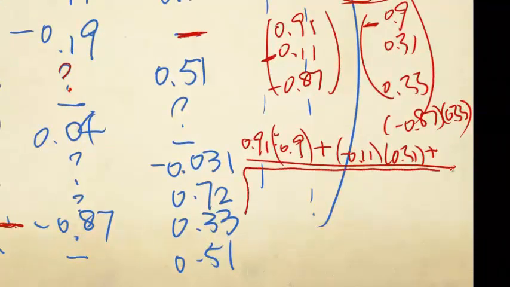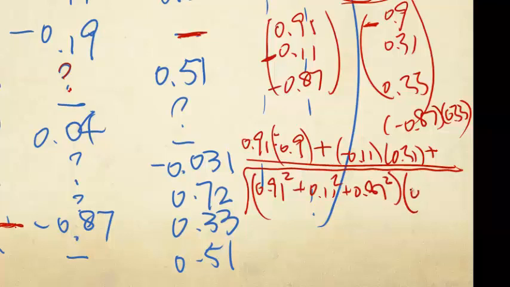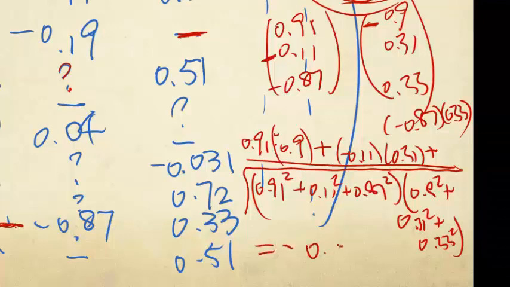So the square root of 0.91 squared plus 0.11 squared plus 0.87 squared, times 0.9 squared plus 0.31 squared plus 0.33 squared, and this is the formula for cosine similarity coefficient dBC, which turns out to be minus 0.84.